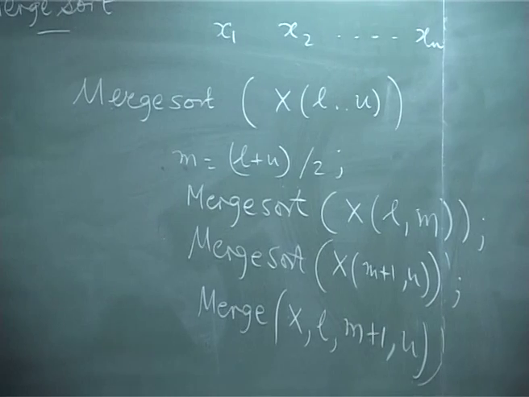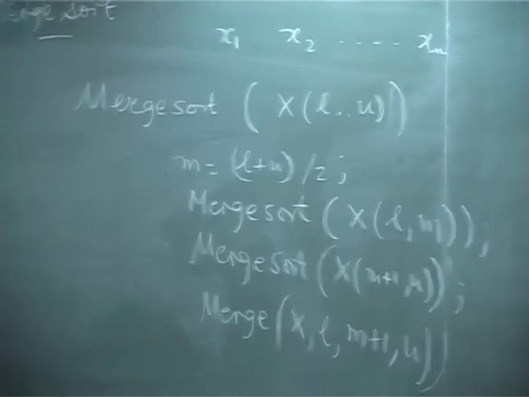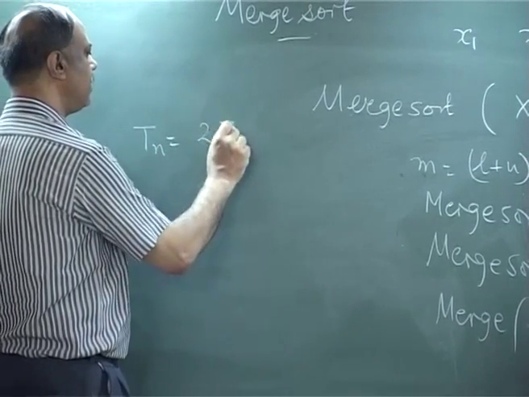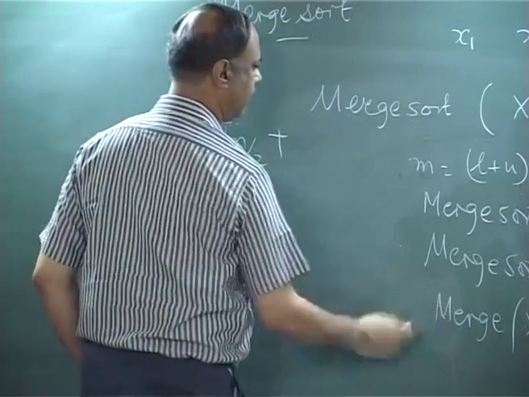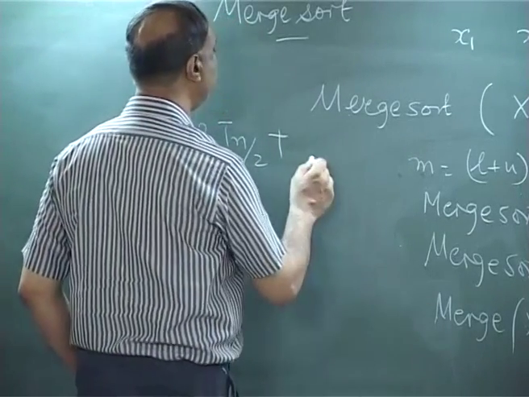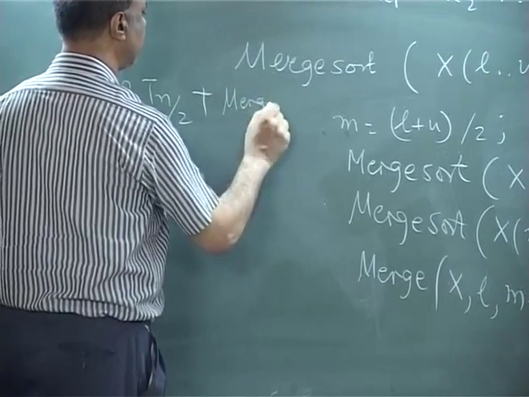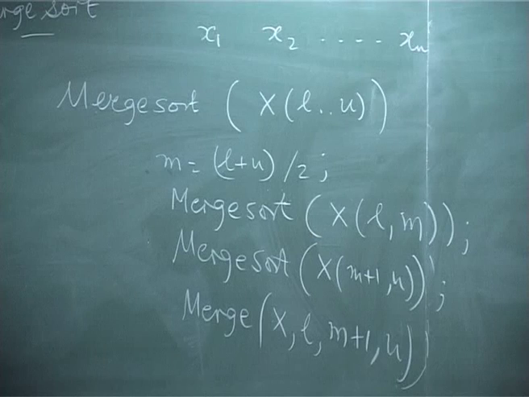Okay? If that is the case, then my time complexity becomes T(n) equals 2 times T(n/2) plus the time you need to merge. Agreed? Now let us think about how to merge.